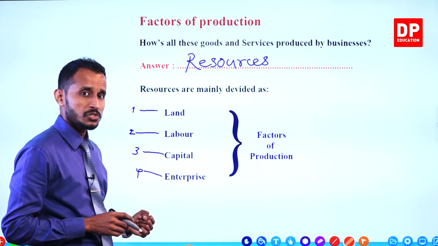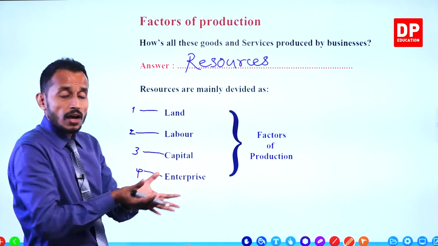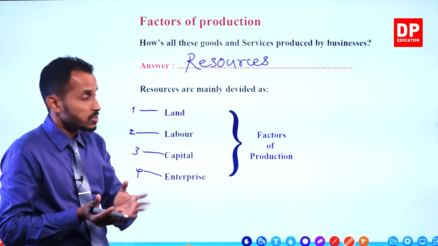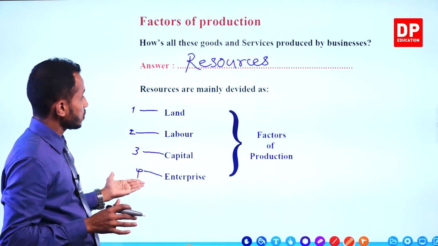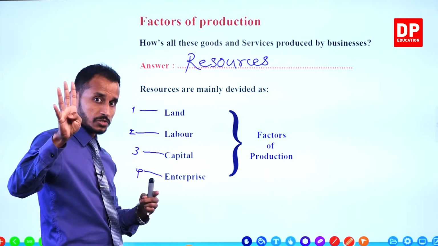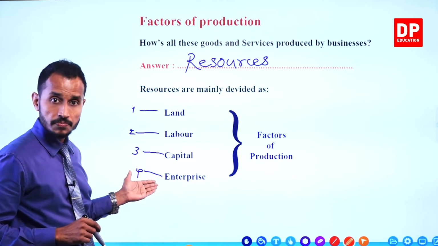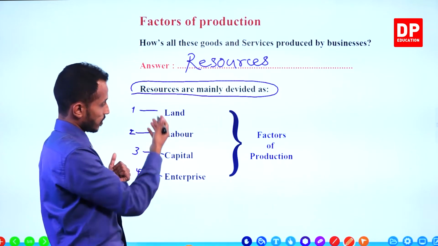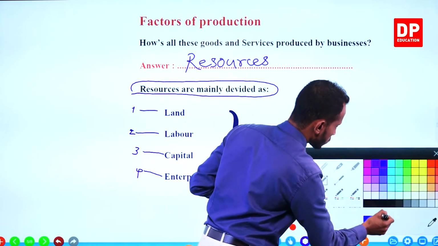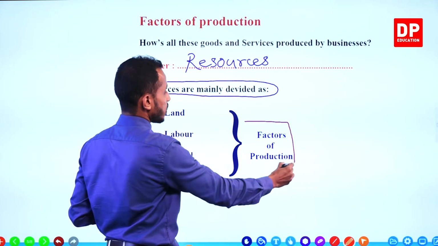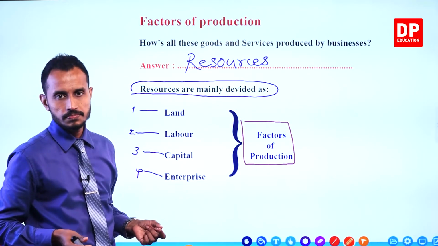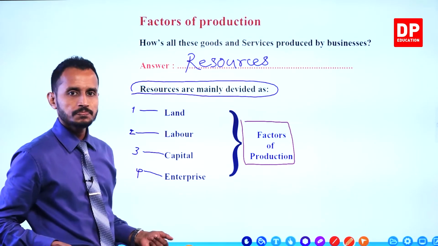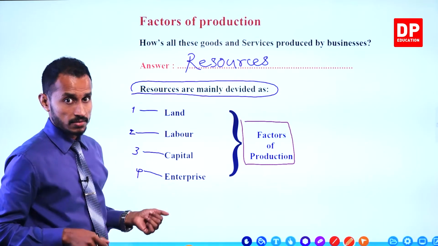Something interesting, don't you think? All the factors of production are known as resources, everything which is used to produce goods and services. In the production process, resources are used. The common word is resources, and resources are divided into 4 sections: land, labor, capital, and enterprise. You got it, right? These resources, which are used in the production process, are known as factors of production. Land, labor, capital, enterprise. Let's look at what these individual items mean, shall we?